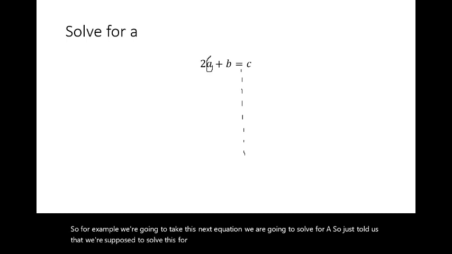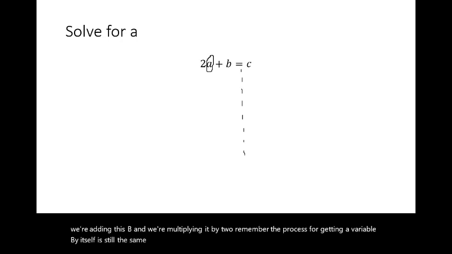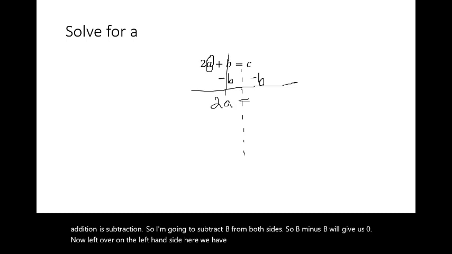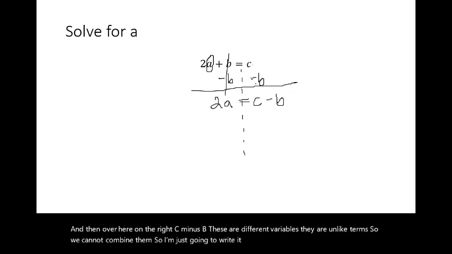Now there are two different operations being done to a. We are adding this b, and we are multiplying it by 2. Remember, the process for getting a variable by itself is still the same as it always is. So I'm going to undo that addition first. The opposite of addition is subtraction, so I'm going to subtract b from both sides. So b minus b will give us 0. Now left over on the left-hand side here, we have 2a, and then over here on the right, c minus b. These are different variables. They are unlike terms, so we cannot combine them. So I'm just going to write it as c minus b.